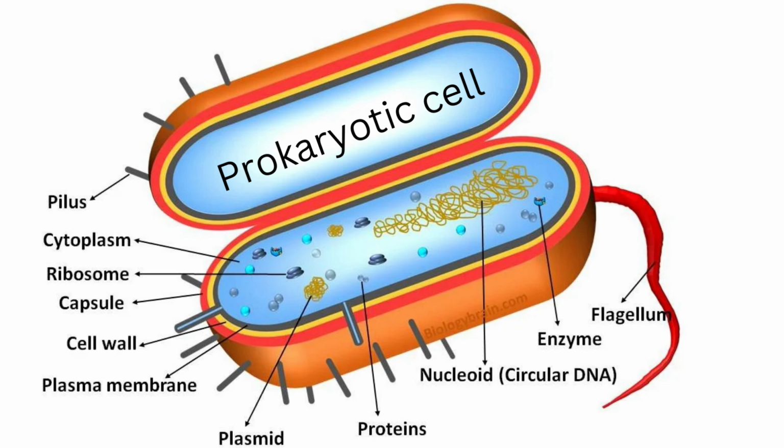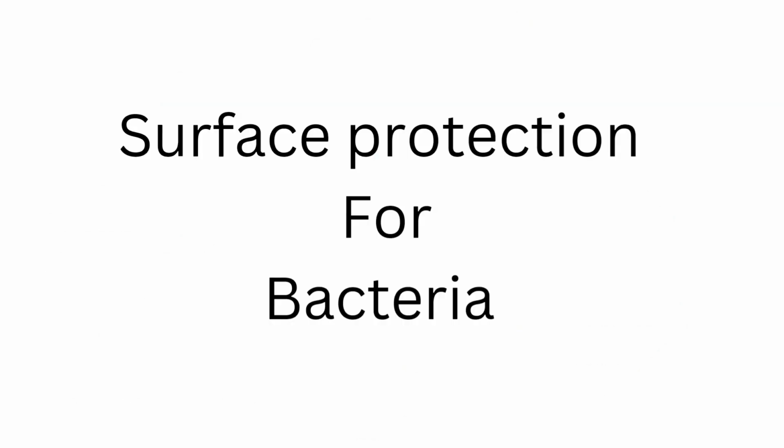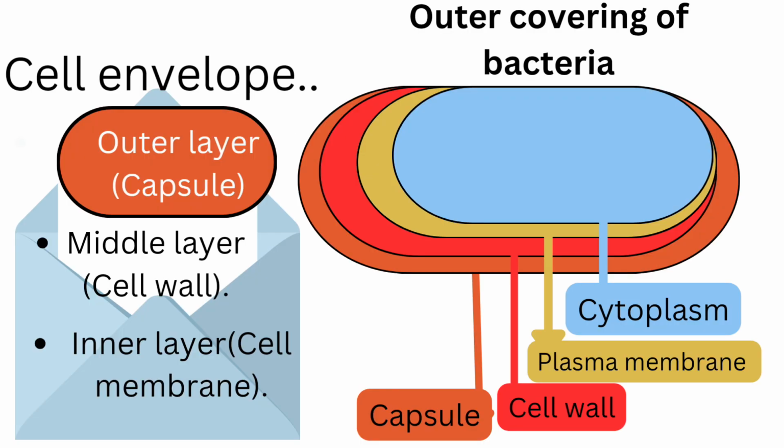Let's observe the structure of bacteria. Let's start with the surface protection of bacteria. The cell envelope has a three-layer structure. First is the outer layer. This is a simple layer which is like a loose sheet or an encapsulated tough structure. The outer layer is made up of glycocalyx.